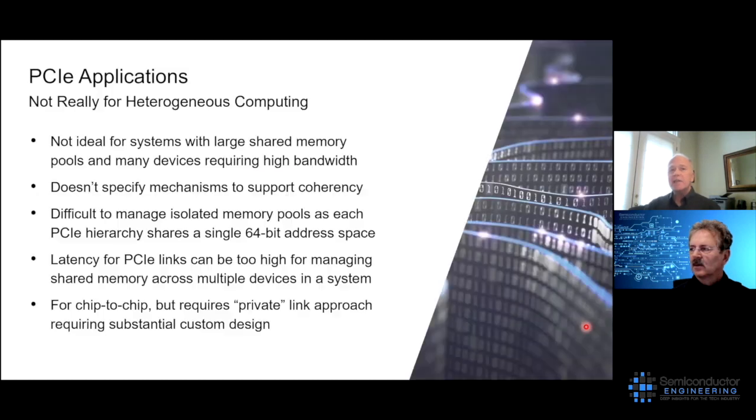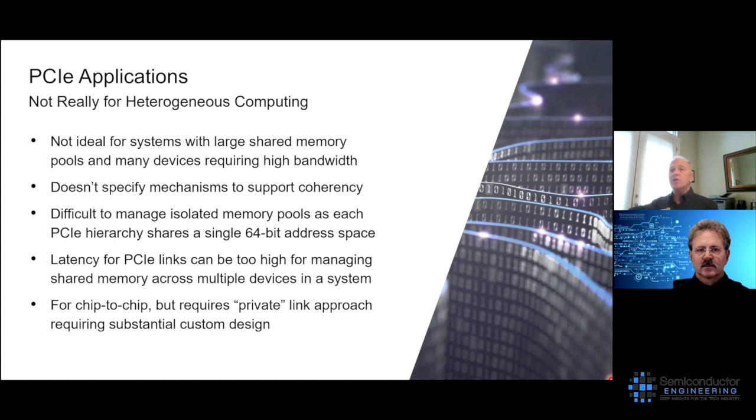Then if you look at some of the applications for PCIe, it's been really ubiquitous. It's been the go-to standard for so many things, but it's not really ideal for these kind of coherent systems that have pools of shared memory. There's no coherency mechanism even defined for PCI Express. You can't really manage pools of memory very well. You've got a single 64-bit address space. And the latency, while it's always seemed okay, now that there's some things like CXL around, suddenly it seems really inadequate for some of these applications.